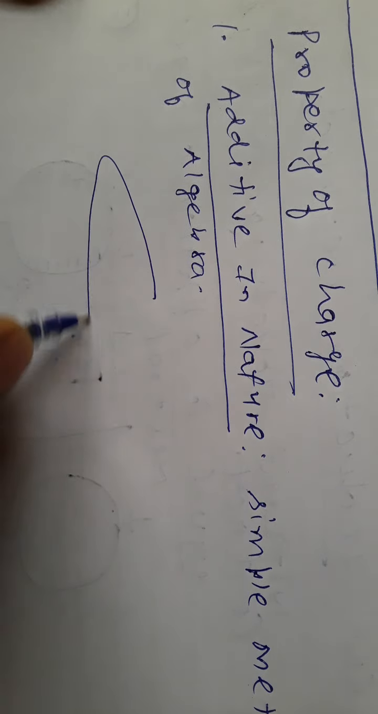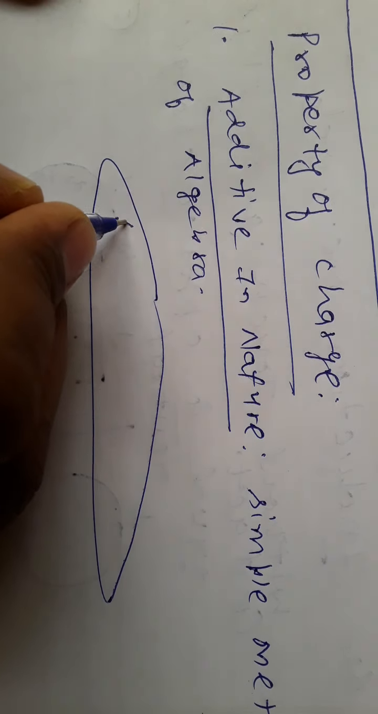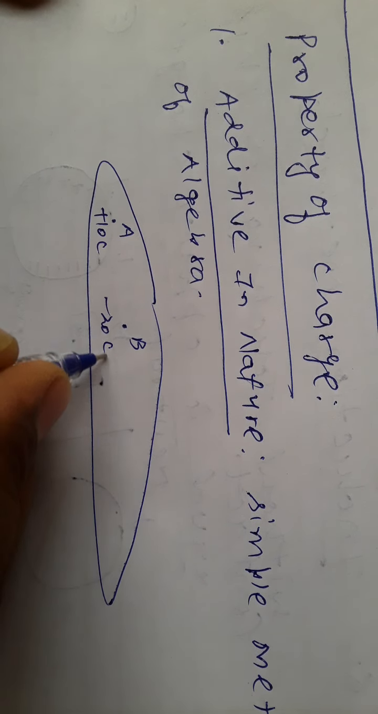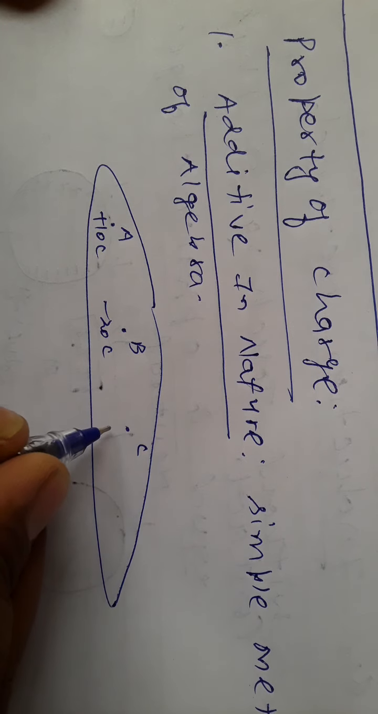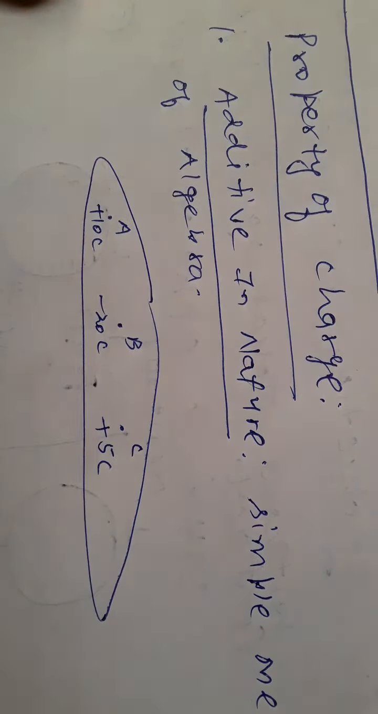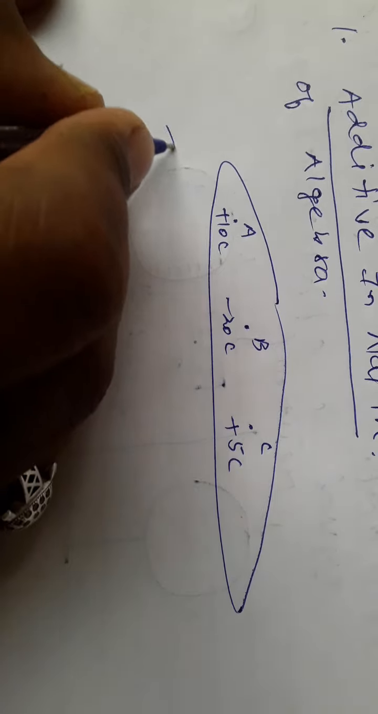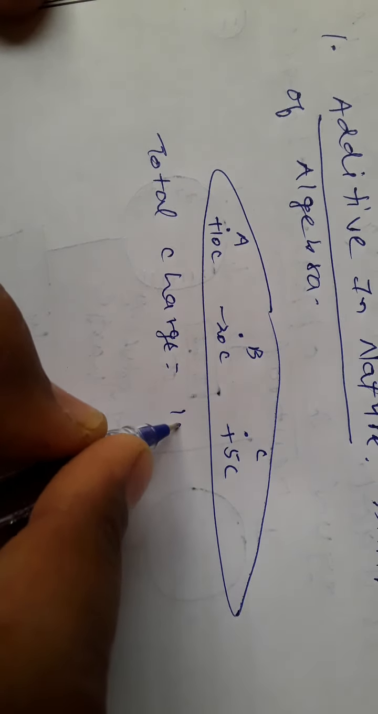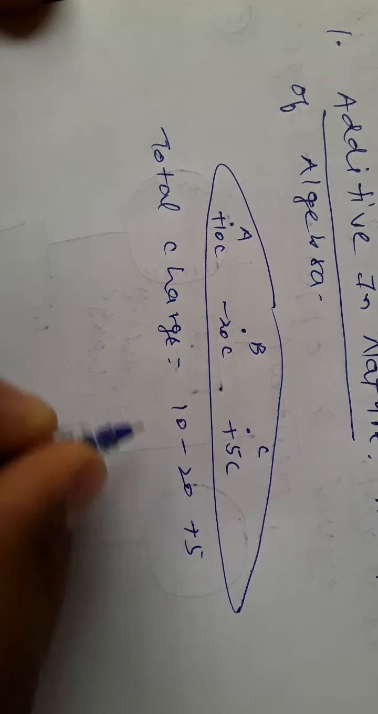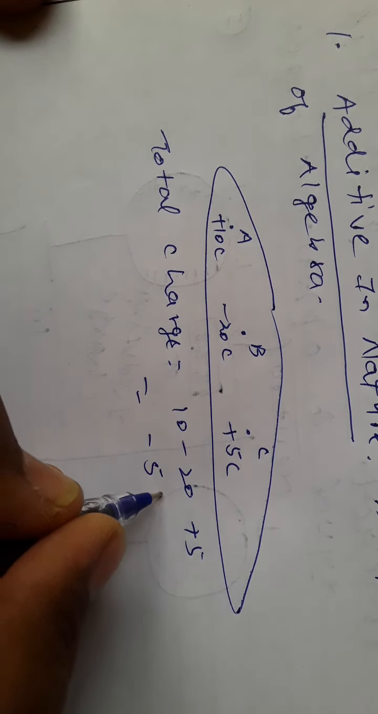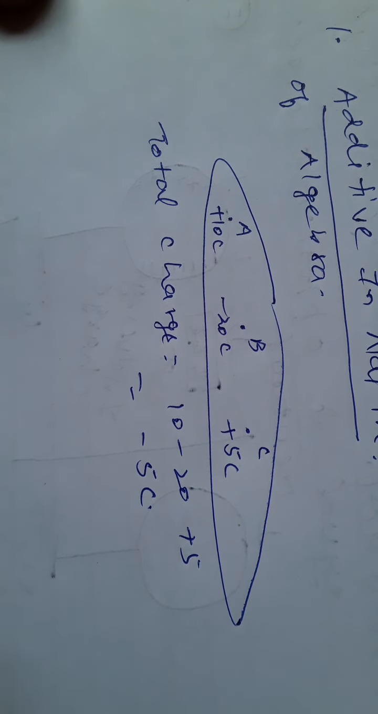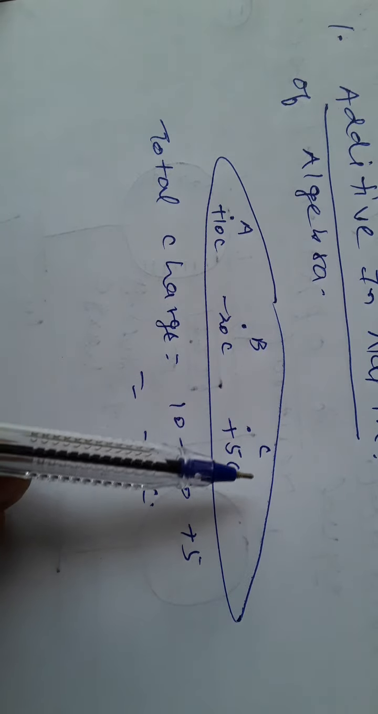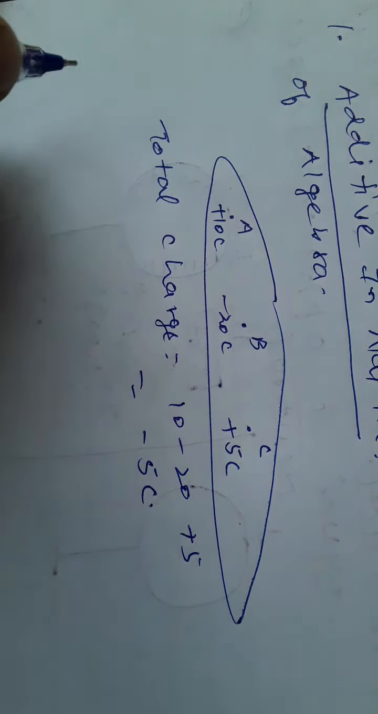Suppose we have a surface which contains point A plus 10 coulomb, point B minus 20 coulomb, point C it is plus 5 coulomb. Now we have to find the total charge. So this is equal to 10 minus 20 plus 5. So we can say this is minus 5 coulomb. So to find the charge on a surface or any object, we use the simple method of algebra.